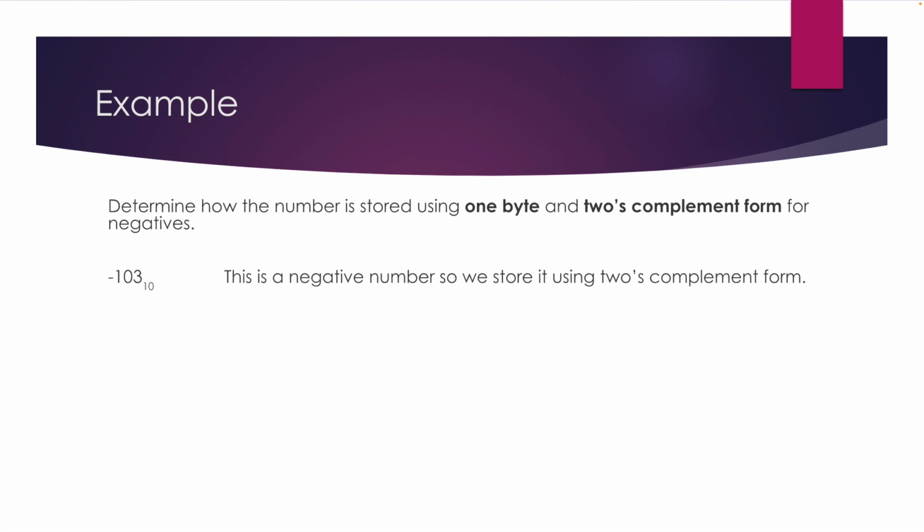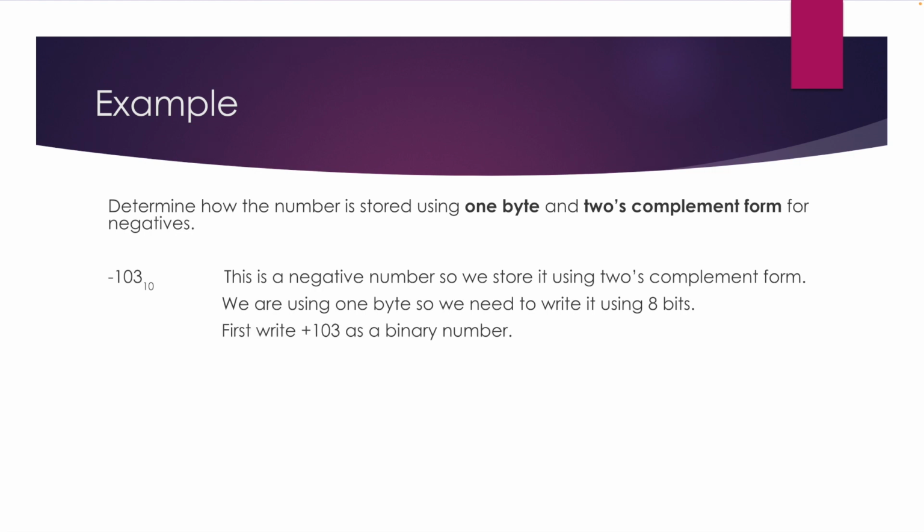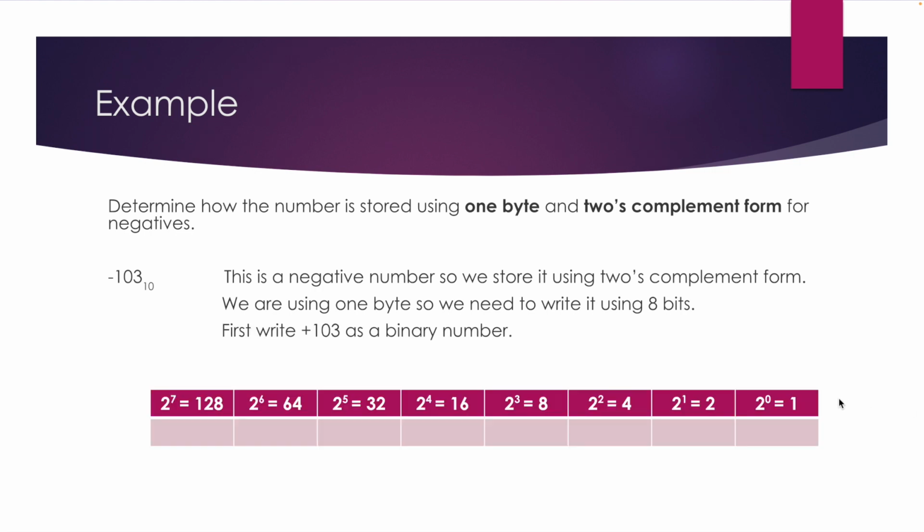So now if I want to represent negative 103, this is a negative number, so we're going to use 2's complement form. Our first step is to write it in regular binary form, and we're using 1 byte, so we're going to write it out using 8 bits. So again, I'm going to add my chart to the bottom here, and I'm going to write 103, the positive number, in binary, and then we will invert it and add 1 in order to get to the negative number.